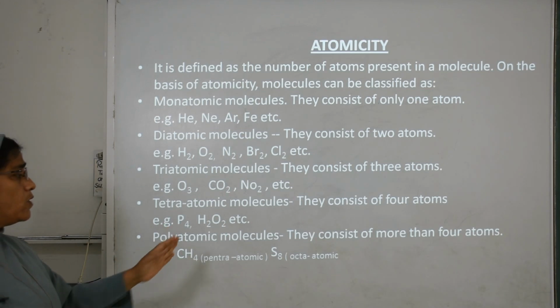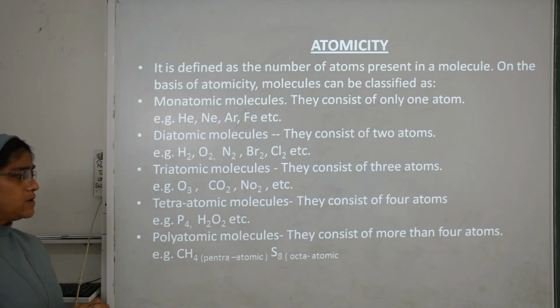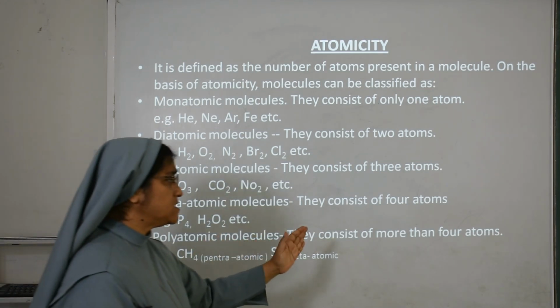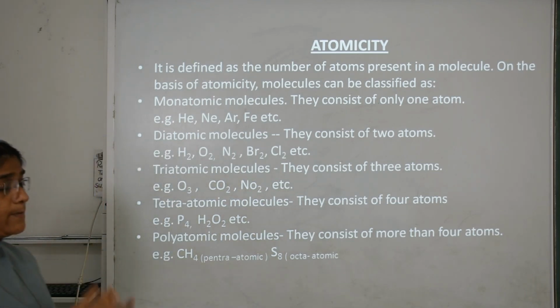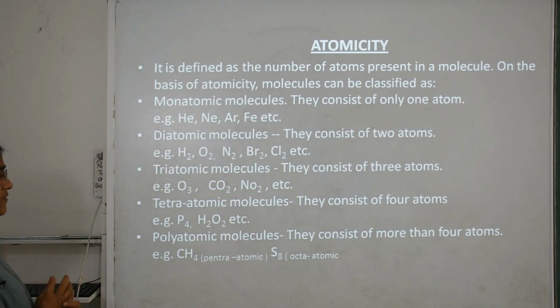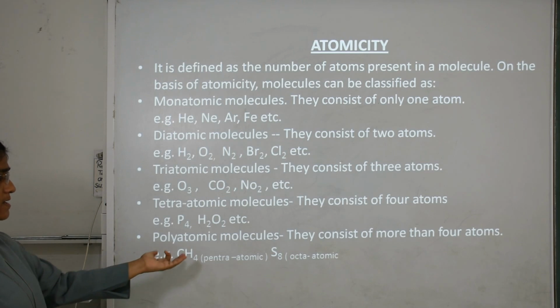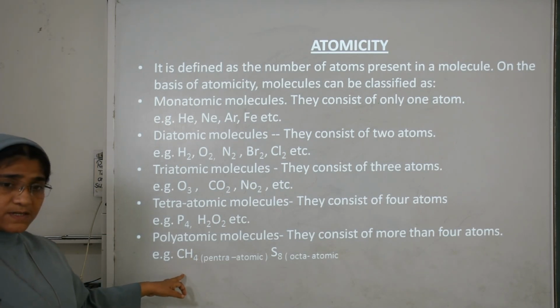Next, the polyatomic molecule. Polyatomic molecules consist of more than 4 atoms. For example, CH4, methane, is pentaatomic. Pentaatomic means how many atoms are present?